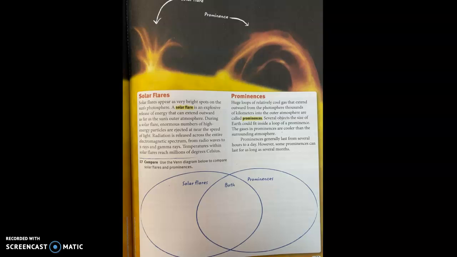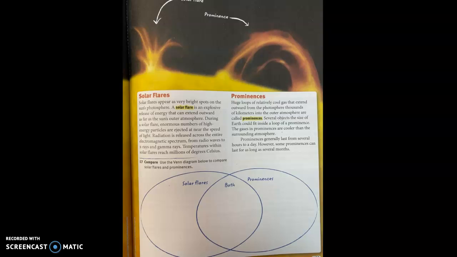Solar flares. Solar flares appear as very bright spots on the sun's photosphere. A solar flare is an explosive release of energy that can extend outward as far as the sun's outer atmosphere. During a solar flare, enormous numbers of high-energy particles are ejected at near the speed of light. Radiation is released across the entire electromagnetic spectrum, from radio waves to X-rays and gamma rays. Temperatures within solar flares reach millions of degrees Celsius.